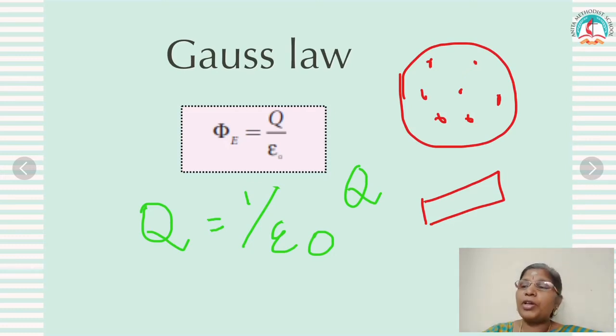So when you calculate the flux, only the charges inside contribute to the flux. The charges outside won't contribute to the calculation of flux, and that also doesn't depend upon the location of the charges.